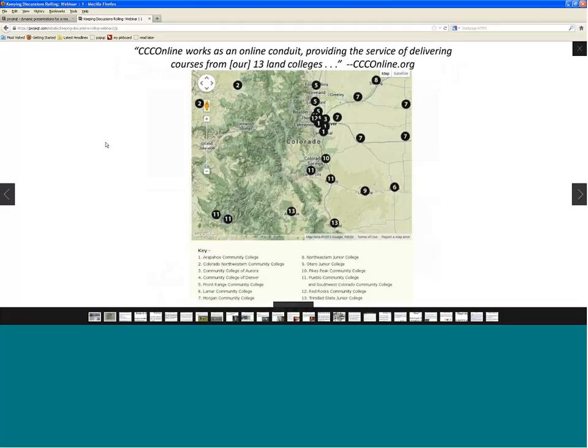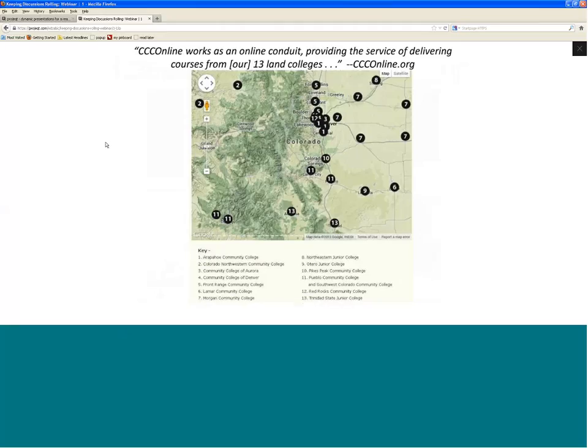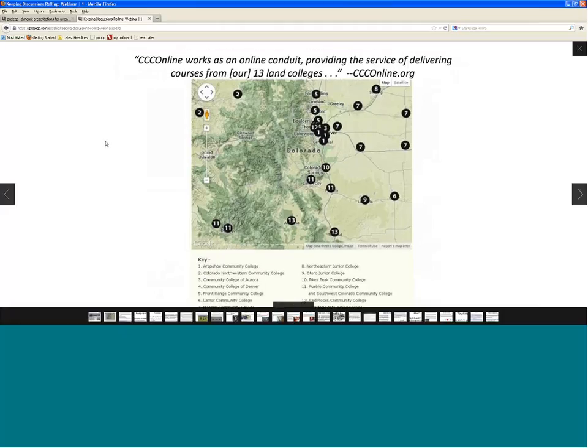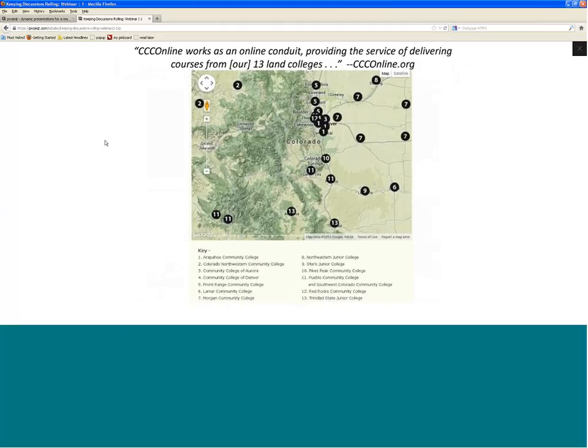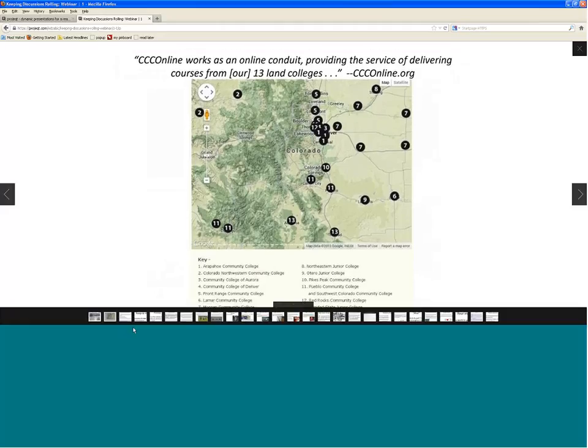Just a reminder, the quote at the top is from CCC Online's website, but this is just a little graphic so that everybody can keep in mind that CCC Online is a service organization delivering courses to 13 land colleges, and this is why our attention to quality instruction is so relevant and important. Obviously, the colleges must be assured that their students are getting a quality online experience, and we find that discussions are a visible way to observe the e-classroom. So I just wanted to start out with that.